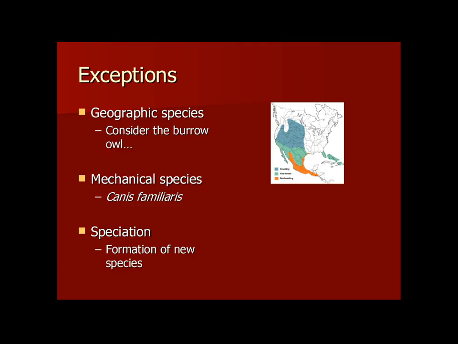During that time, we would call the two populations of rabbits geographic species. They're still the same biological species as each other, right? But we consider them to be separate geographic species because there's a geographical barrier that's preventing them from breeding with one another. Another form of isolation that can lead to speciation. So geographic species can lead to speciation.